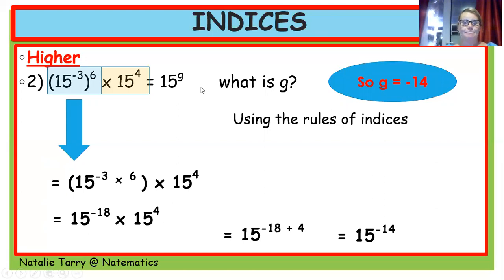So G is equal to minus 14. Okay, that is the last of the higher level questions. So if that's all you're interested in, please come finish now. However, just double check that you're happy with the foundation ones as well.